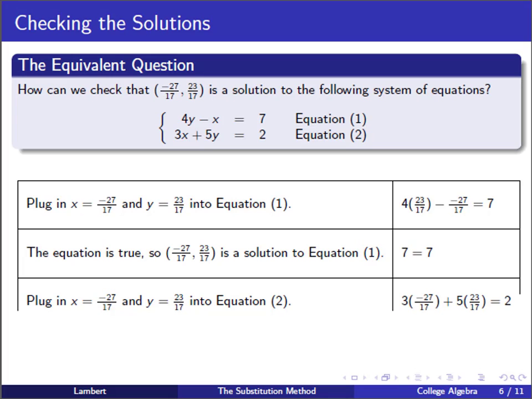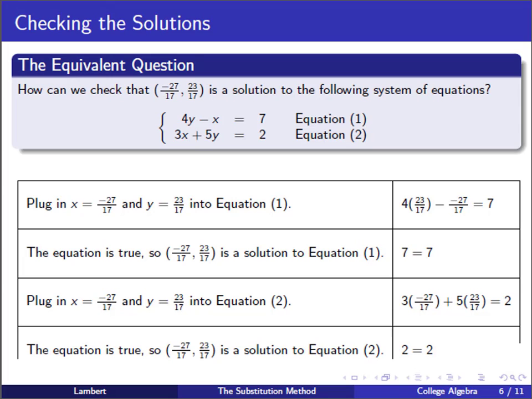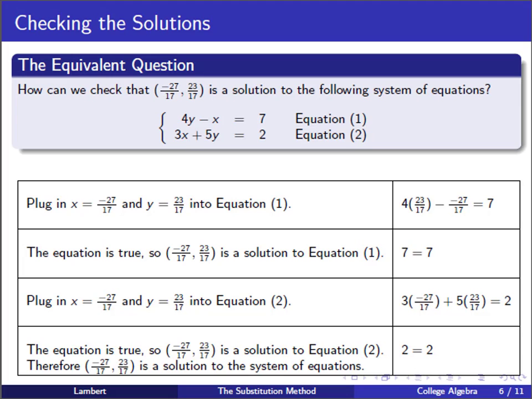So we get 3 times negative 27 over 17 plus 5 times 23 over 17, and that equals 2. If you notice the left hand side, that equals 2 when you plug all that in. So you get 2 equals 2, so it's true. So that means since it satisfies both equations, we actually do have negative 27 over 17 and 23 over 17. That ordered pair is actually a solution to our system of equations.